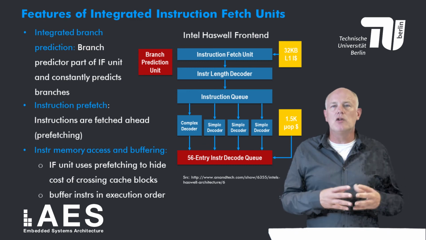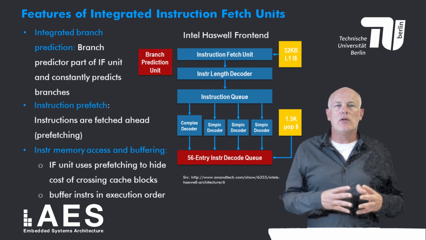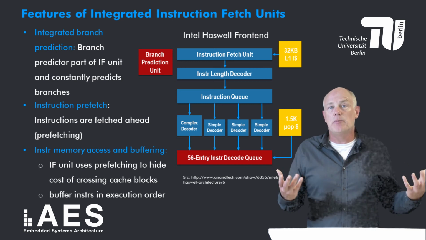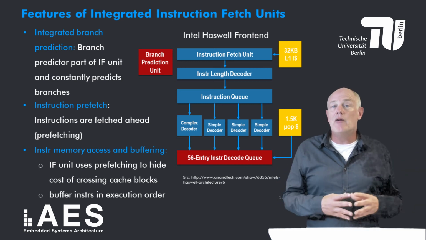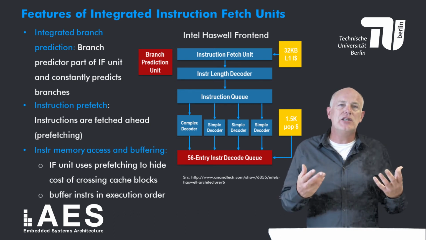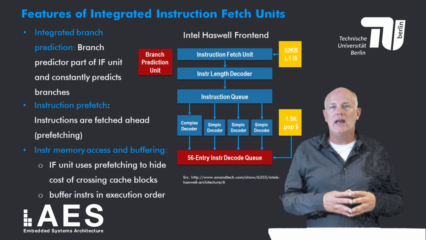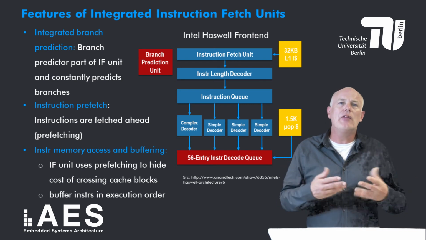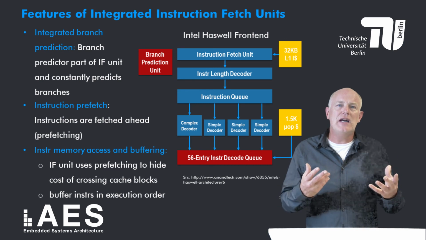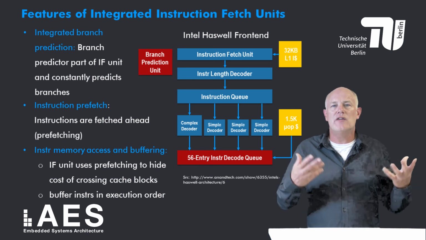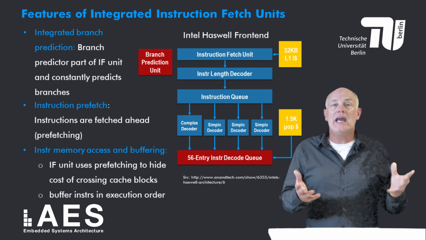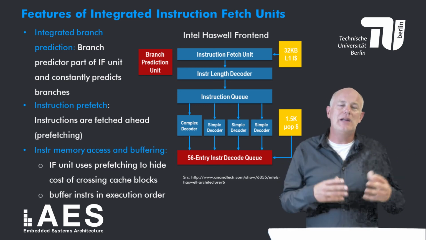Finally, when fetching multiple instructions per cycle, several complexities are encountered, including the difficulty that fetching multiple instructions may require accessing multiple cache lines. Integrated instruction fetch units encapsulate this complexity using prefetching to hide the cost of crossing cache blocks. The instruction fetch unit also buffers the instructions in execution order. This may involve merging and aligning instructions from different cache blocks.